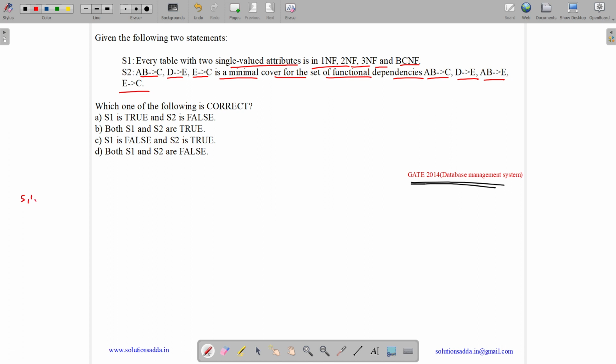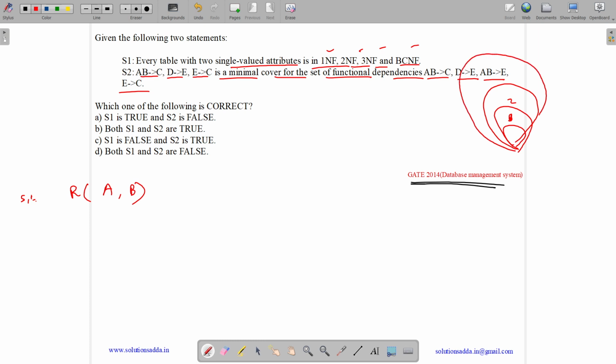Let us see S1. It is saying every table with two single valued attributes. Let us suppose we have a relation with two attributes A and B. Is it in 1NF, 2NF, 3NF and BCNF? What is the condition for BCNF? If we have the Venn diagram like this, this is BCNF, this is 3NF, this is 2NF and this is 1NF. If anything is in BCNF, then it is also in 1NF, 2NF and 3NF. So if we can prove that something is BCNF, then it will also be 1NF, 2NF and 3NF.